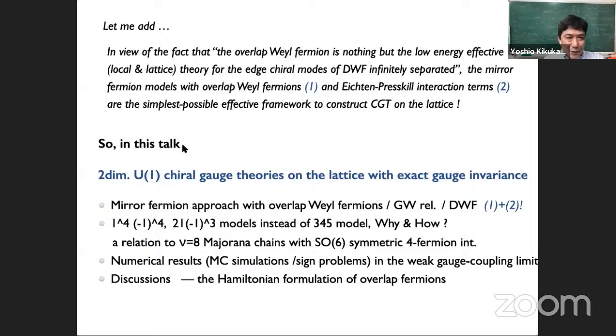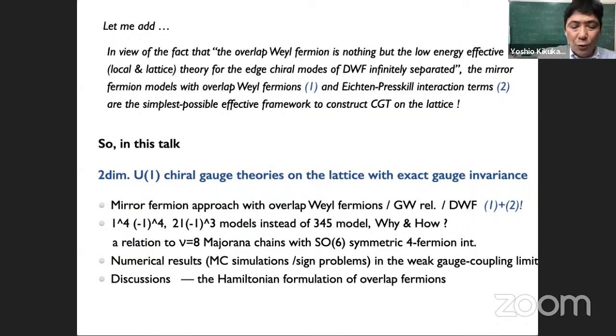So in this talk, concentrating on the two-dimensional abelian chiral gauge theory on the lattice, I would like to discuss whether the mirror fermion approach with overlap fermions actually works or not. And for this purpose, as I said, we consider simpler, I think, abelian chiral gauge theories to construct, rather than the 3-4-5 model. And I explain why I consider this kind of model and how to construct this model explicitly on the lattice.